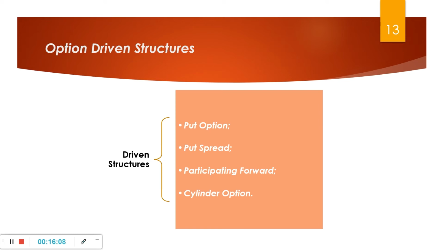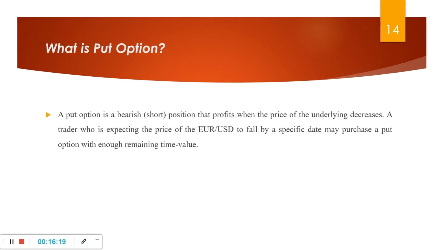I'm going to look at one specific case and subsequently examine how the four solutions referred to above could be applied to that example. Let's discuss what a put option is first. A put option is a short position that profits when the price of the underlying decreases. A trader who expects the price of euro/USD to fall by a specific date can buy a put option with enough remaining time value.